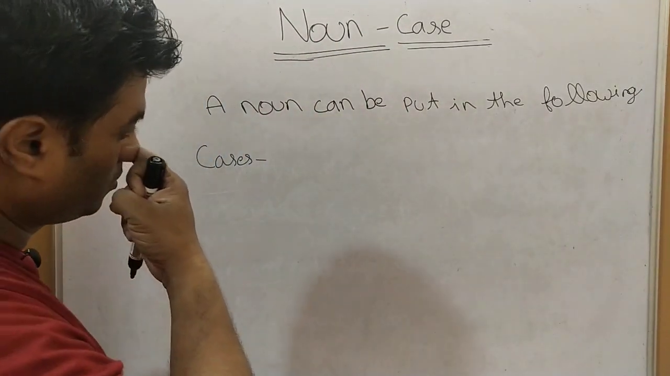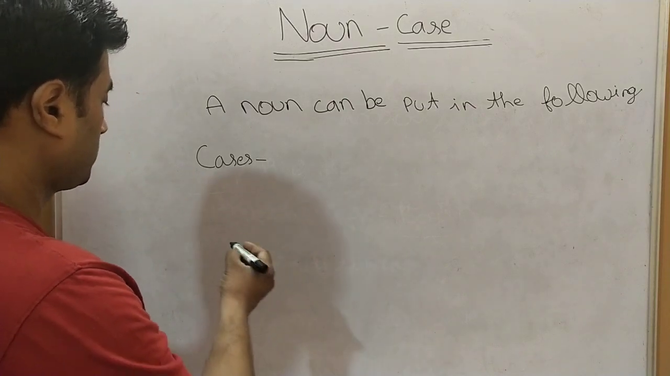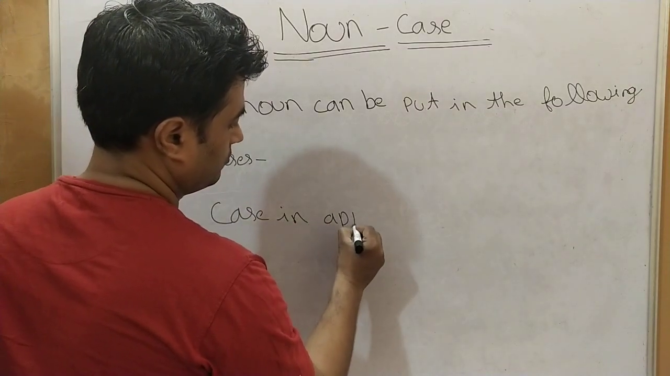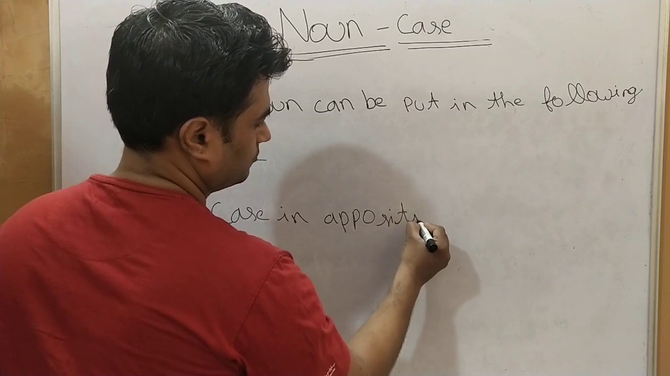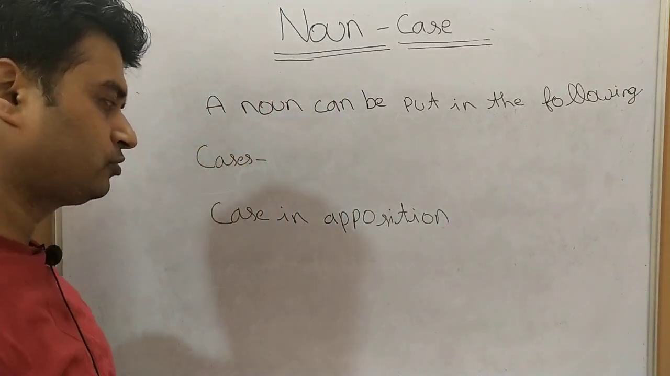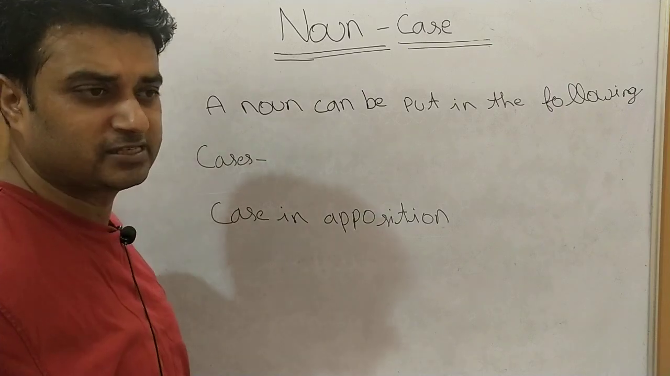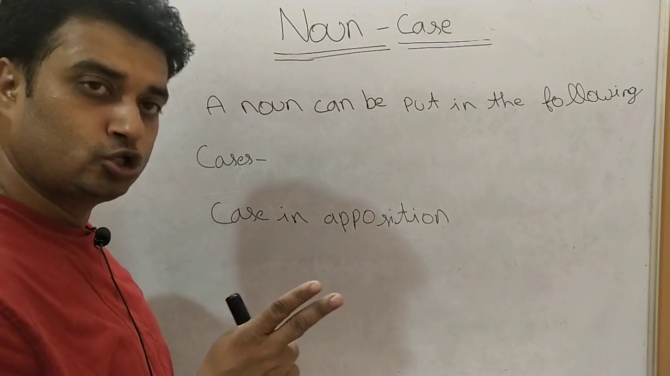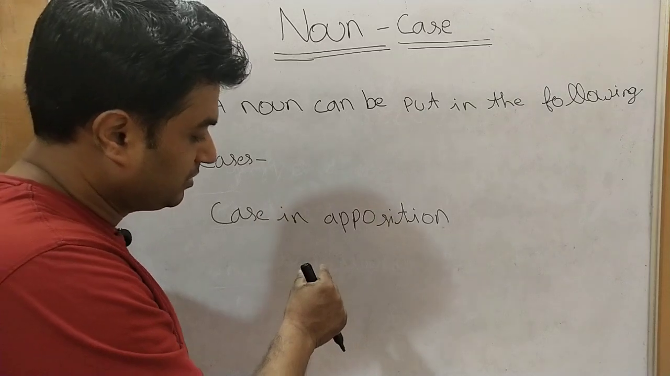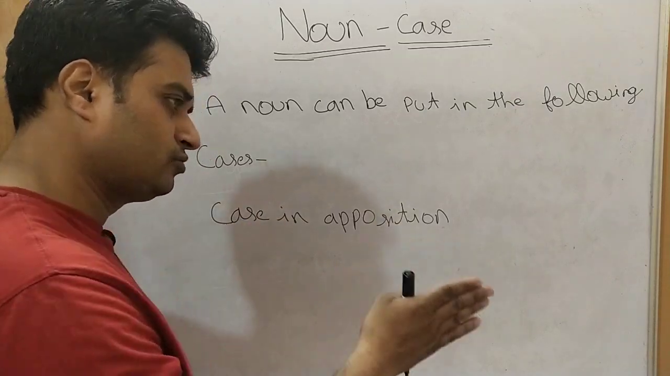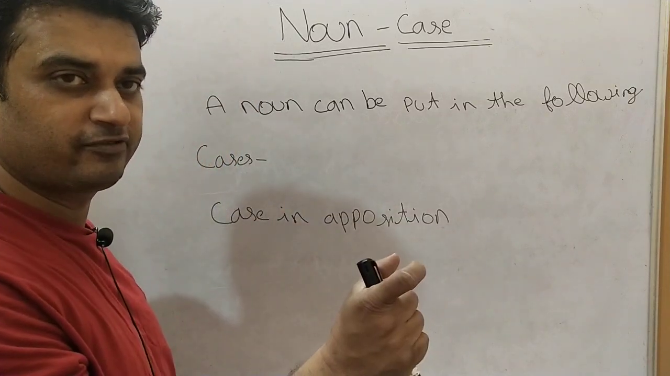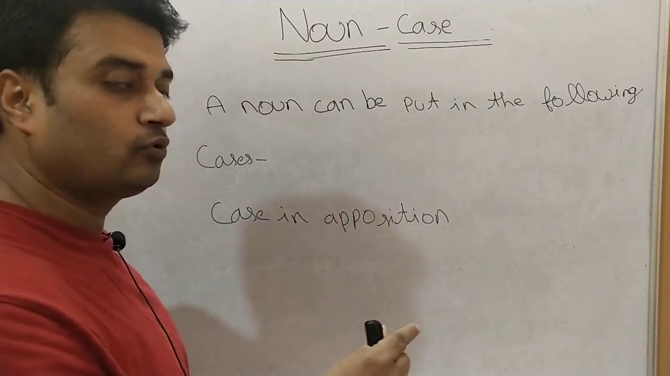We will understand what case in apposition is. When I say that two nouns are in apposition, it means two nouns indicating the same person or thing are put next to each other. दो नाउन जो हम कहेंगे कि ये नाउन्स एपोजिशन में हैं, इसका मतलब कि वो नाउन्स सेम व्यक्ति को या सेम चीज को इंडिकेट कर रहे हैं, एक ही व्यक्ति की बात हो रही या एक ही चीज की, और वो अगल बगल रखी जाती हैं.